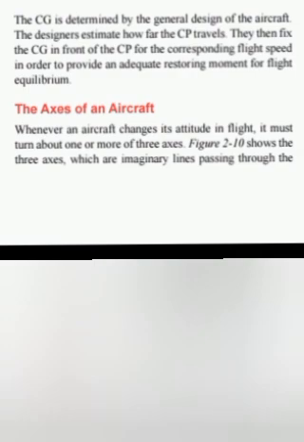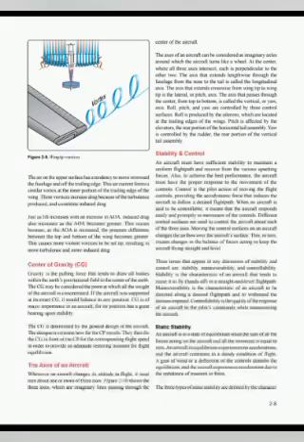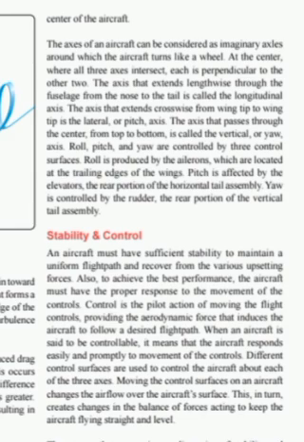The axis of an aircraft. Whenever an aircraft changes its flight attitude, it must turn about one or more of three axes. Figure 2.10 shows the three axes, which are imaginary lines passing through the center of the aircraft. The axes of an aircraft can be considered as imaginary axles around which the aircraft turns like a wheel. At the center, where all three axes intersect, each is perpendicular to the other two.